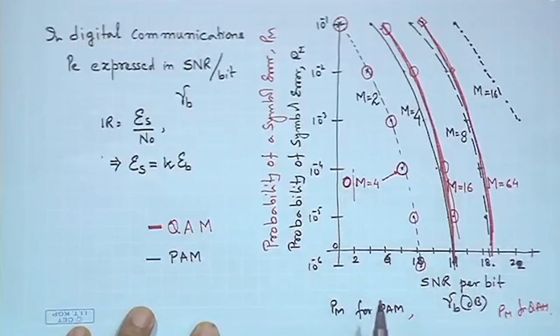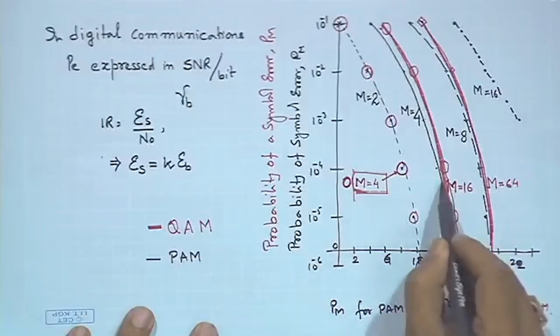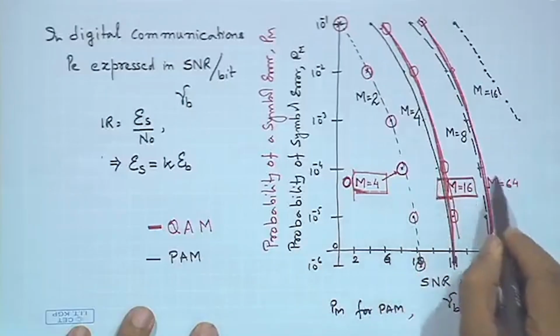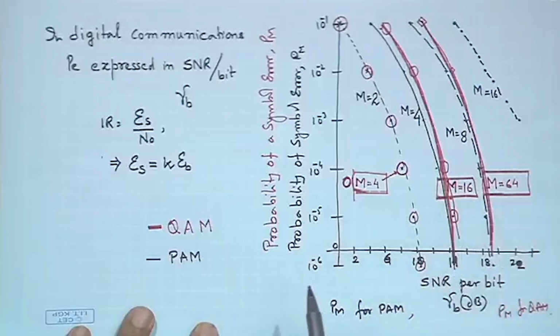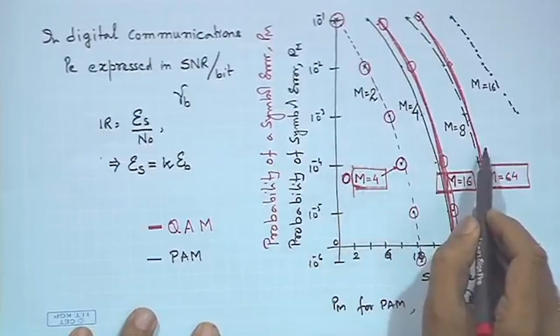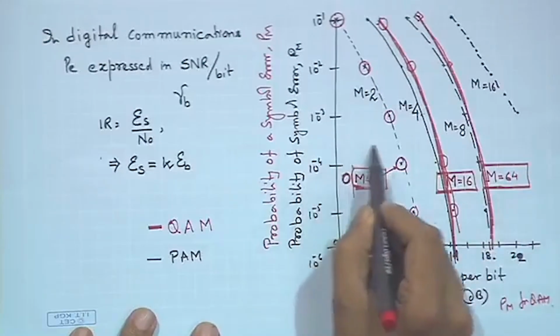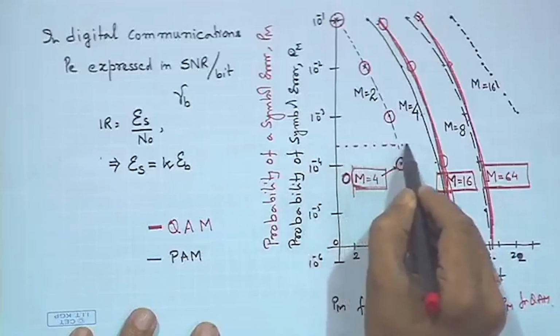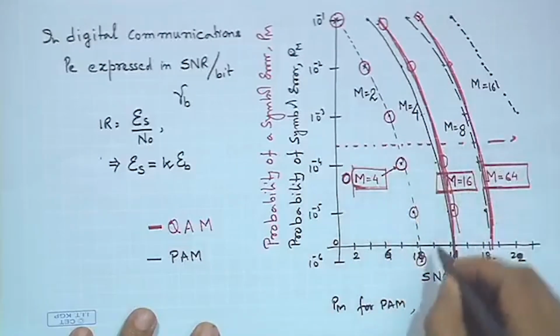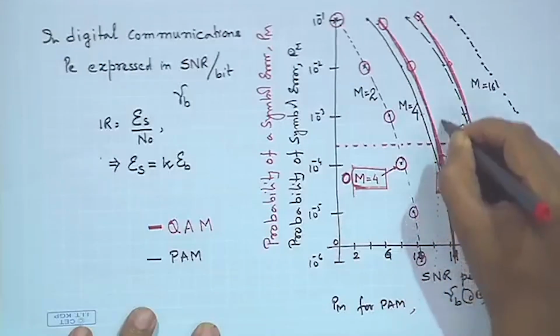What we see is that as M increases, this is M equals 4, this is M equals 16 and this is M equals 64, the error probability behaves exactly the same as that of PAM. As M increases, the SNR required to maintain the same error probability increases, and for a constant SNR, as M increases, the error probability increases.